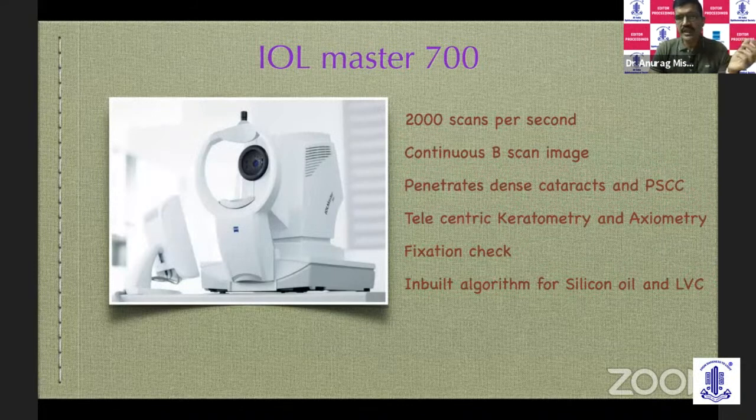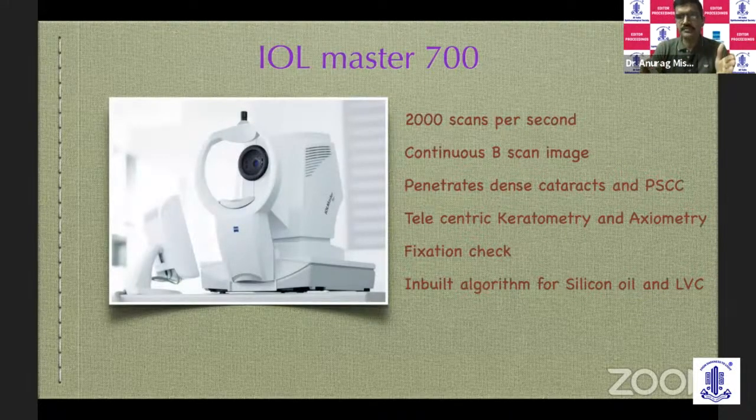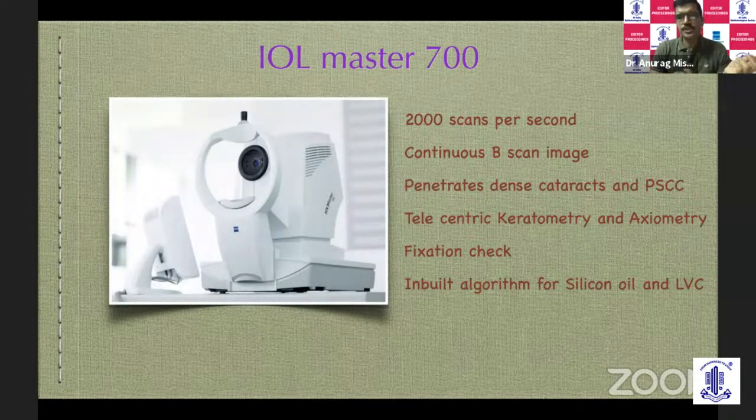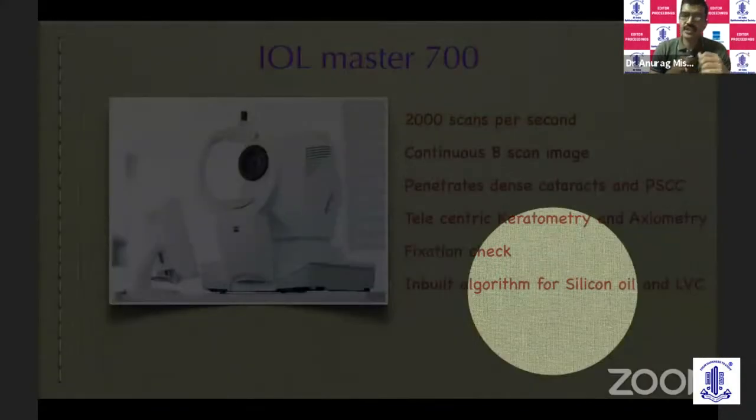The measurements are all telecentric. The advantage of telecentric is that if the machine doesn't take a reading, it's different. But if the machine does take a reading, it's not dependent on the distance between the eye and the machine's eyepiece or objective lens. So if the machine takes a reading, then it is usually accurate irrespective of the distance. So that negates some sort of user influence. It gives us the opportunity to do a fixation check. And there is an inbuilt algorithm for silicone oil filled eyes and post laser vision correction, as we would see in a moment.